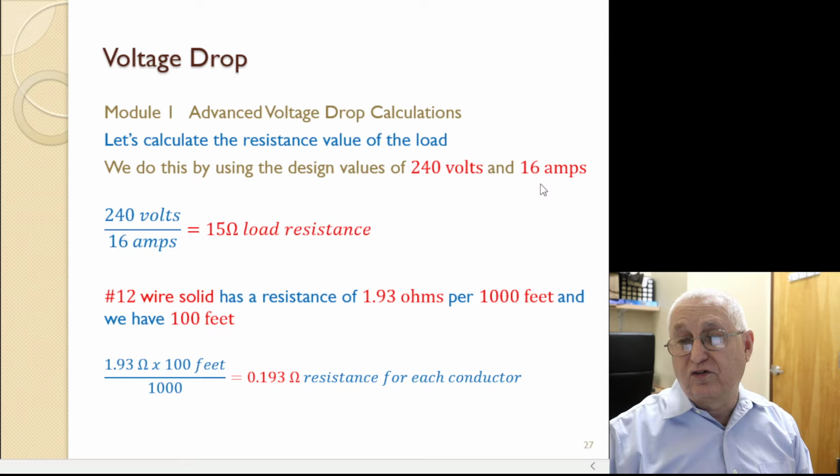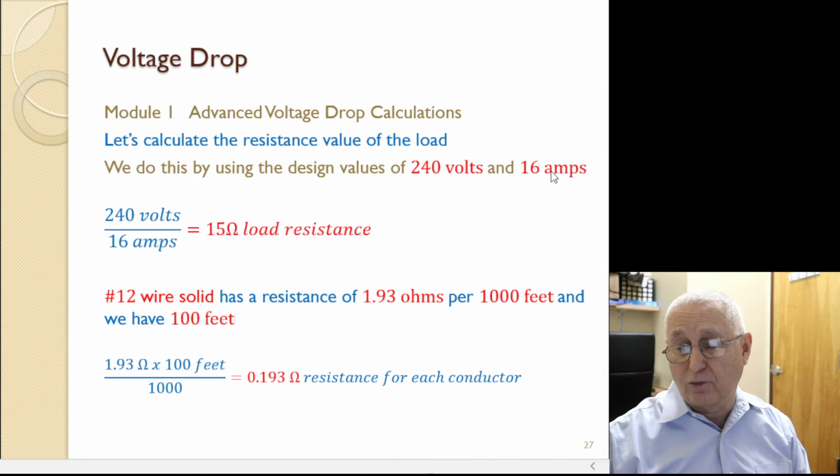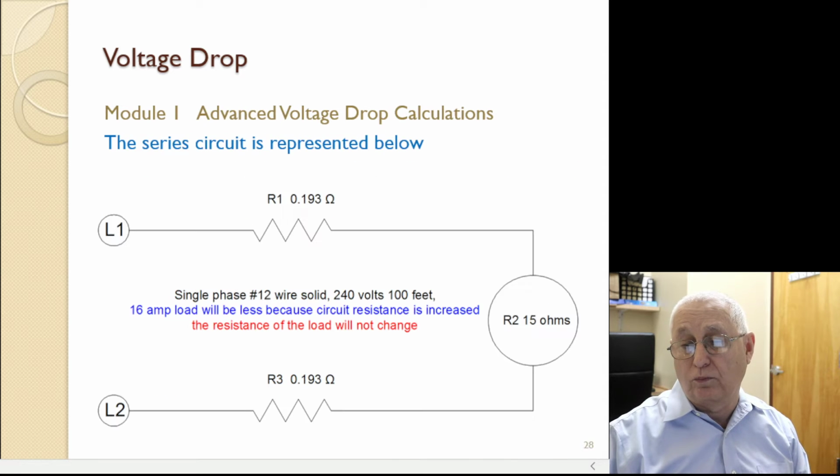Now let's look at the resistance value of the load itself. 240 volts divided by 16 amps gives a load resistance of 15 ohms. This value will not change. That's fixed. That's part of the physical characteristics of whatever machine or load is being delivered by this 240 volts. The number 12 wire solid has a resistance of 1.93 ohms per 1,000 feet, and we have 100 feet. So again we get a resistance for each conductor of 0.193 ohms.